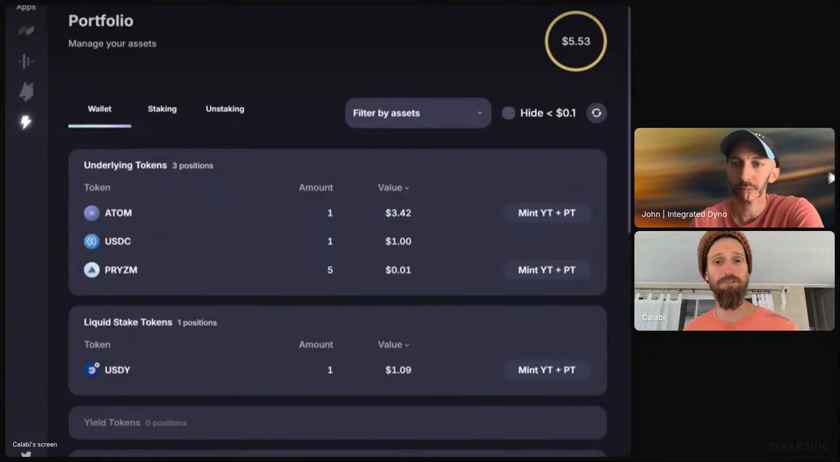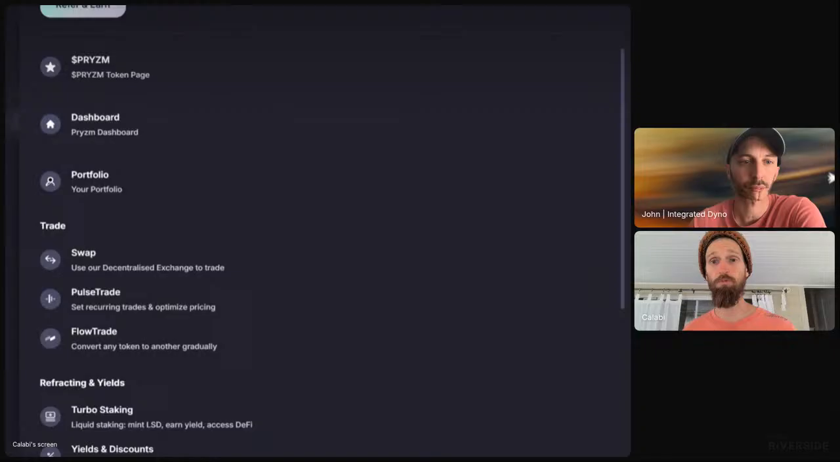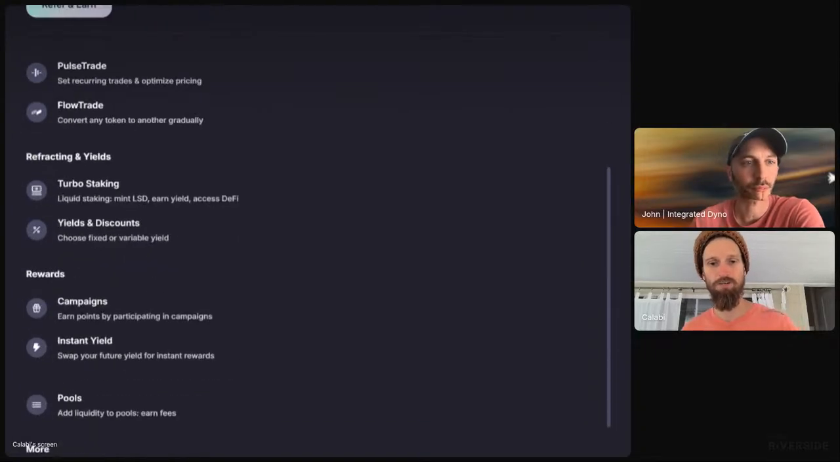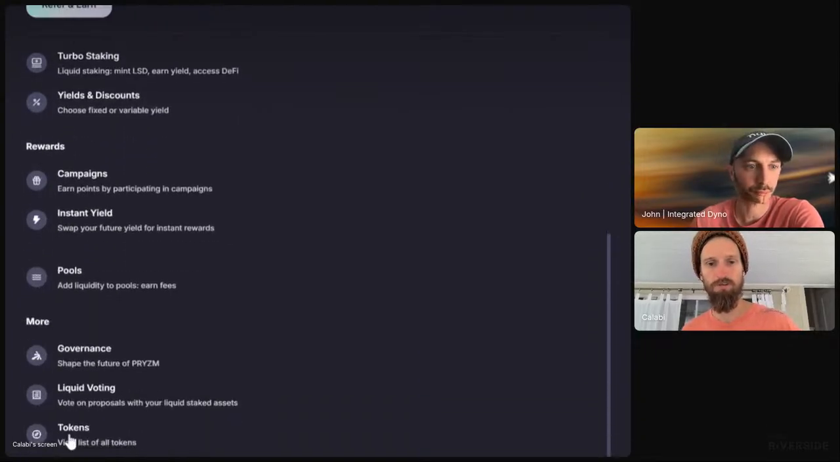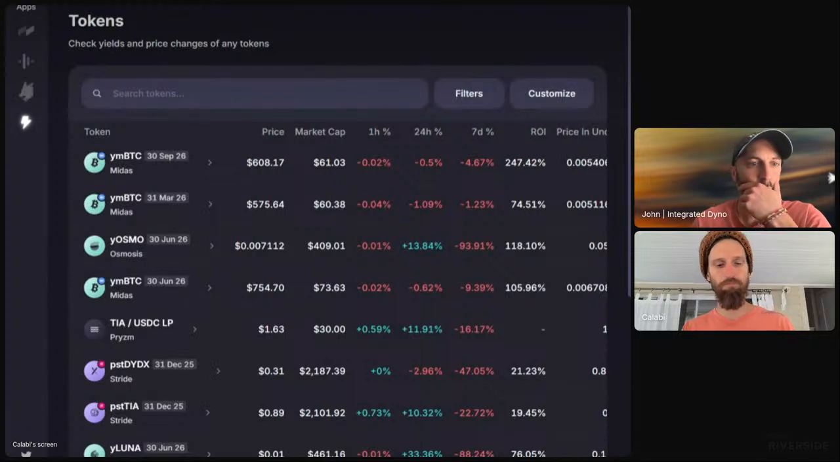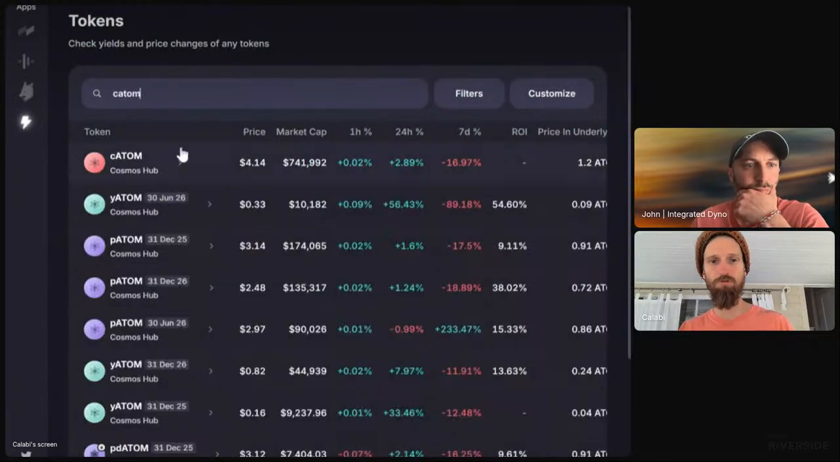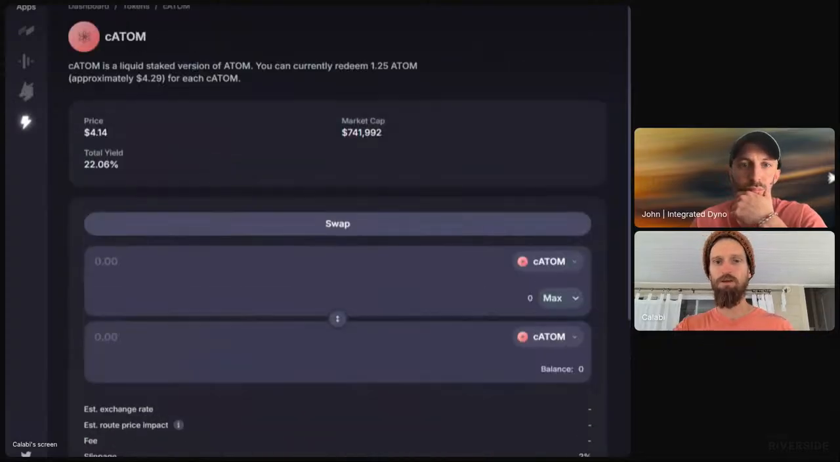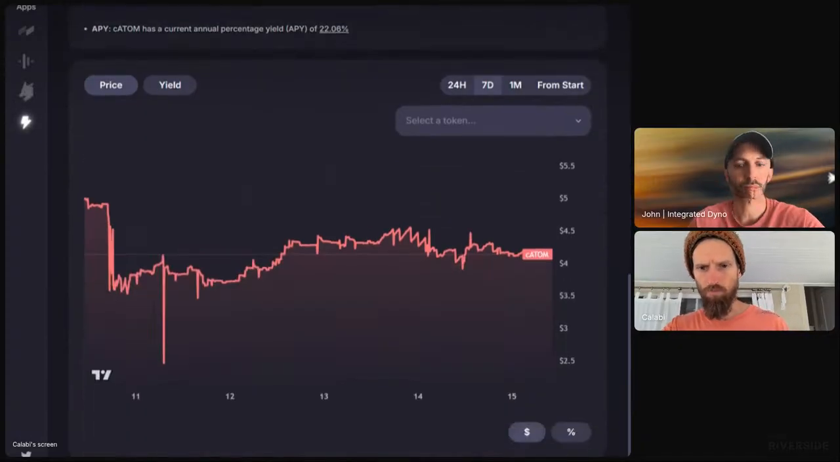What we want to know first is, is it better to buy cAtom off the open market, or should we just liquid stake and redeem? So the number one place to go for that is tokens. On tokens, you can get a pretty good idea of most tokens. You can search, you can filter. I'm going to look up cAtom. Go here, and if we go down here, we can see a couple cool things that we want to know.